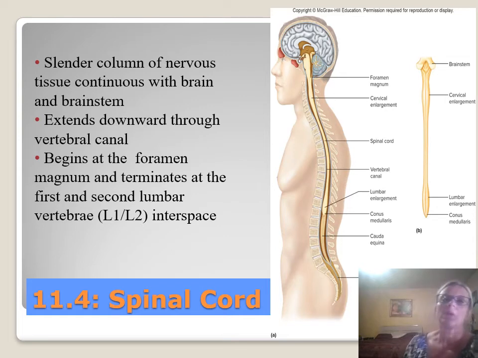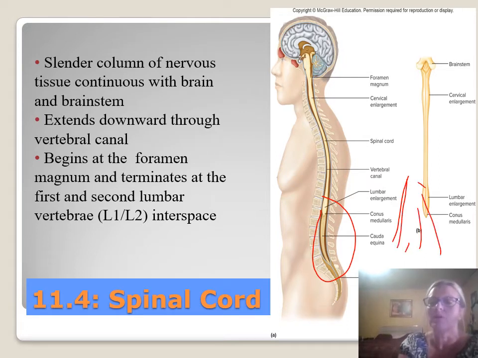So the spinal cord is a column of nervous tissue. It extends out from the brain and downward through the vertebral canal. The gray matter of the spinal cord is mostly made of interneurons, and those are then divided into horns. It begins at the foramen magnum, which is that large hole in the base of your skull, and terminates at the first and second lumbar vertebrae, in the space between those. Below, you can see what's called the cauda equina, which basically means horse's tail, because you have nerve fibers that just hang out low like that.